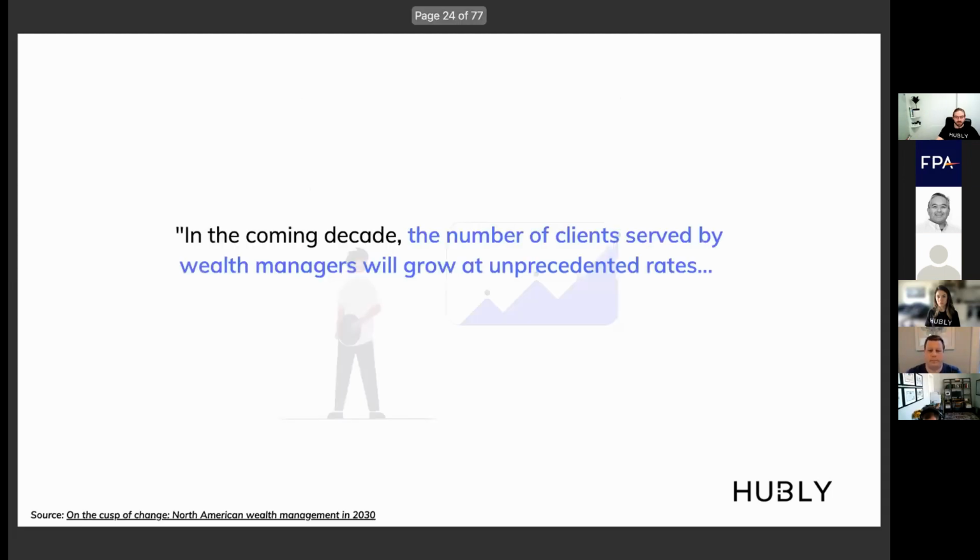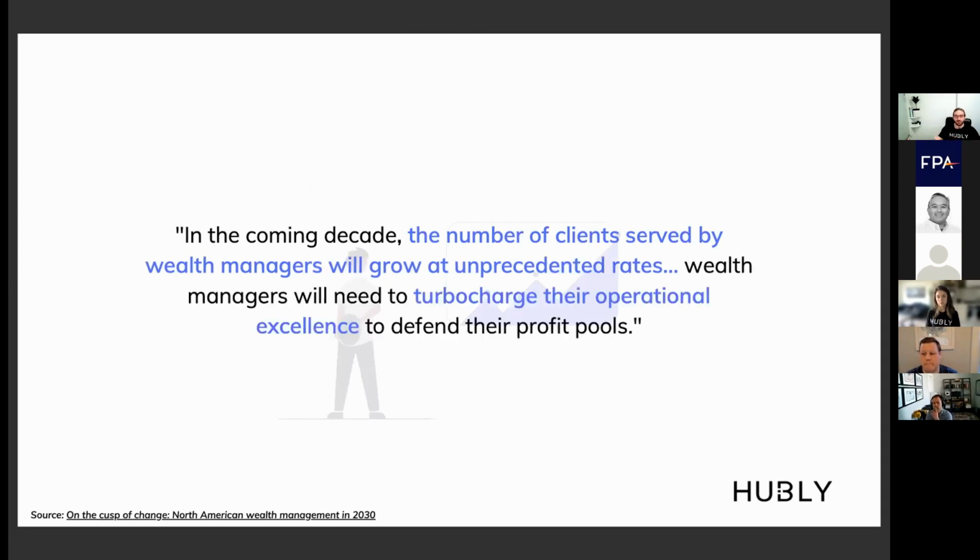And I think, once again, McKinsey stated this well: in the coming decade, I think what you will see is the number of clients serviced by wealth managers will grow at an unprecedented rate. And so how are you going to service more clients for the same cost as before? And ultimately, advisors will need to find a way to turbocharge your operational excellence.